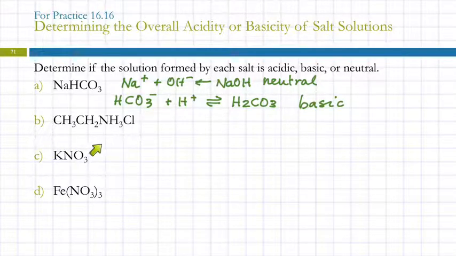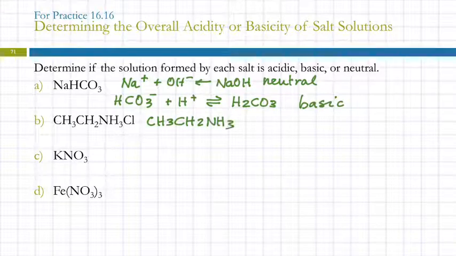So let's look at this one. CH3CH2NH3Cl. That probably looks pretty strange to you. Well, break it into 2 ions. What's an ion that you recognize in there? Cl, chloride, right? So we'll have chloride and we'll have the rest of it, right? So the rest of it is CH3CH2NH3, and we've got chloride with a -1 charge. What's the charge on the cation? +1.